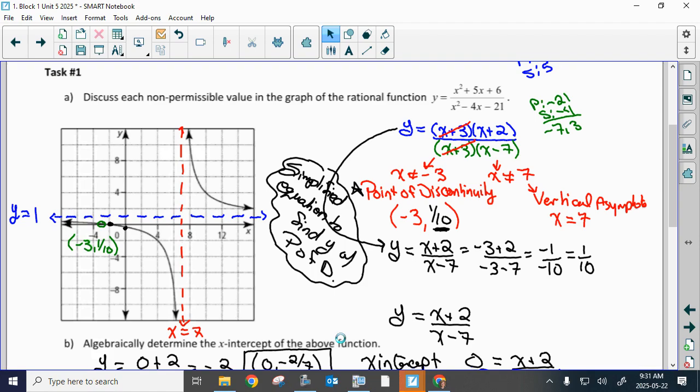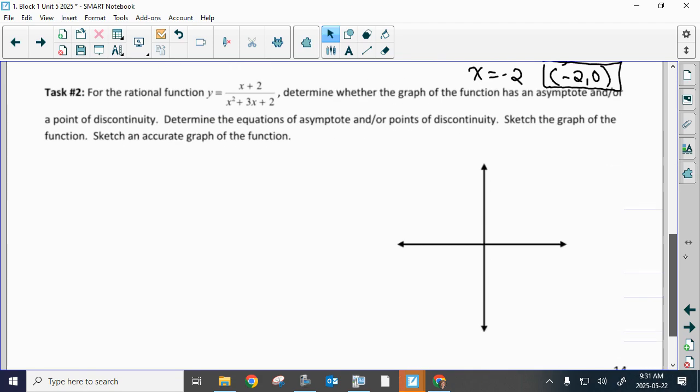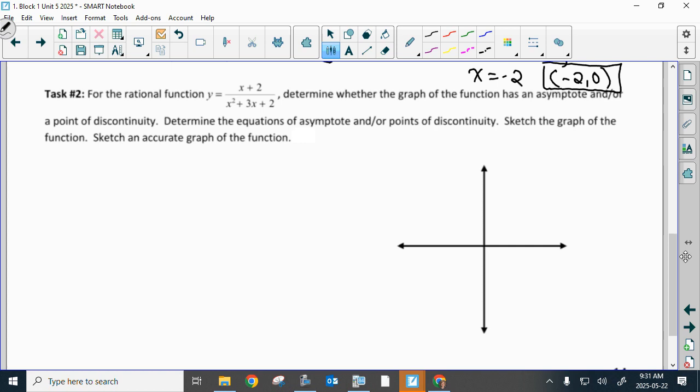Okay. So let's take a look at this guy. When you approach this from the front, look at it. It says, for the rational function y equals x plus 2 over x squared plus 3x plus 2, determine whether the graph of the function has an asymptote and or point of discontinuity. There's not always multiple asymptotes. Sometimes it's just a point of discontinuity. Determine the equation of the asymptote and or point of discontinuity.